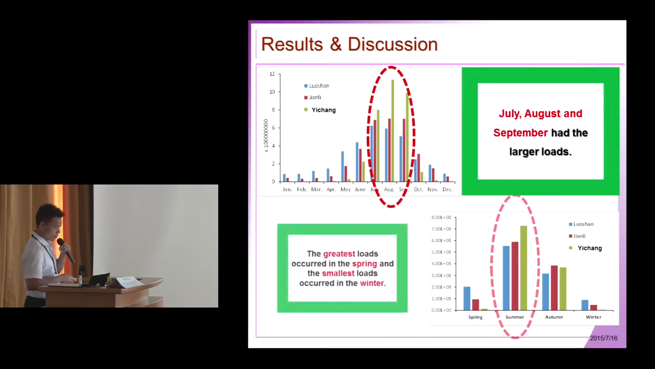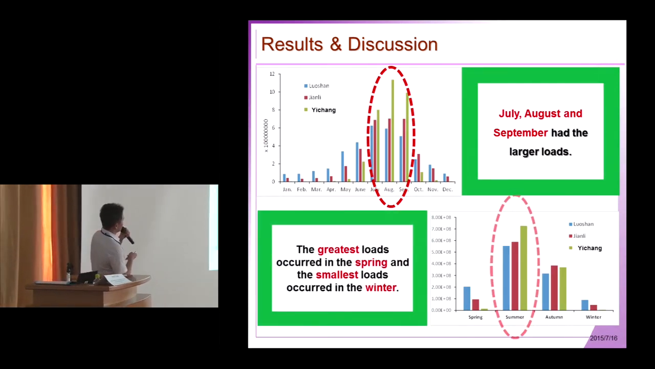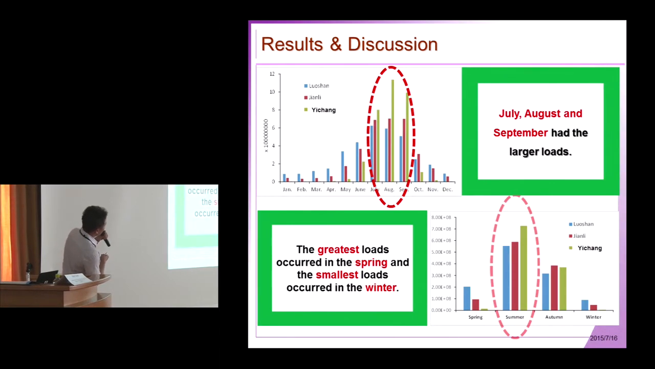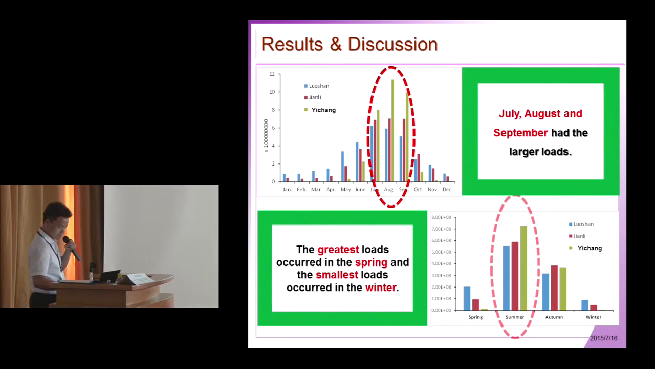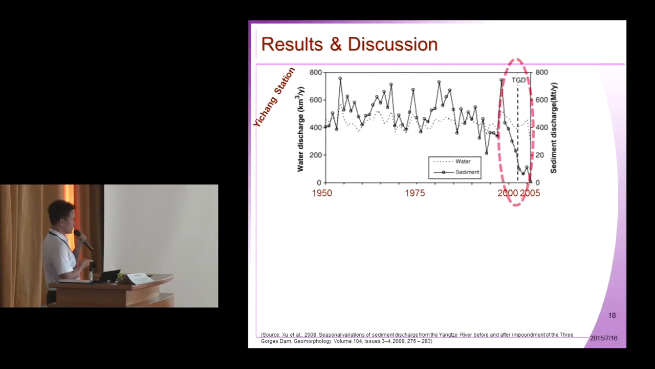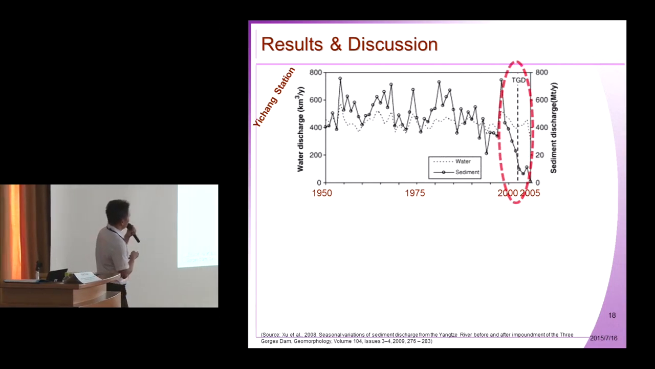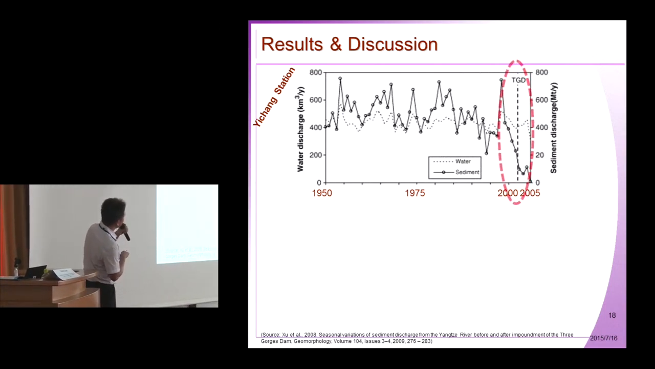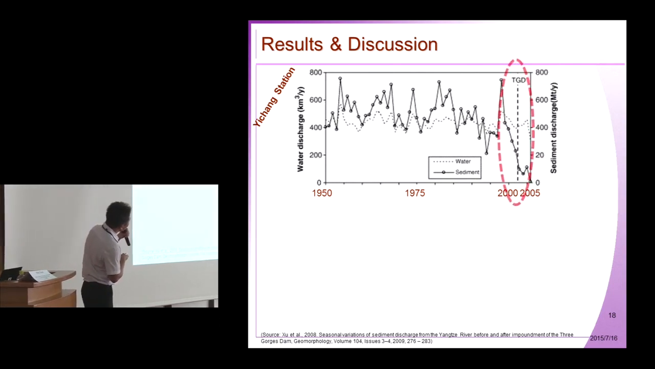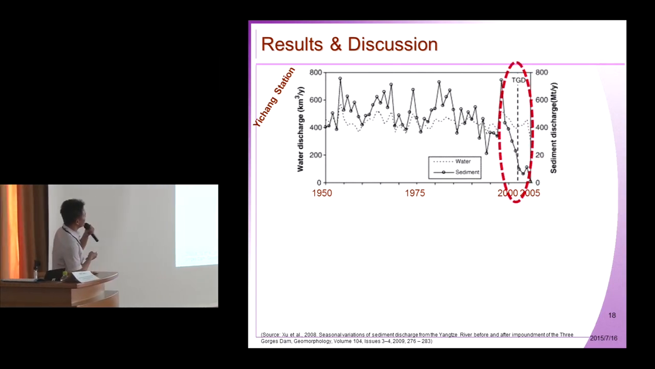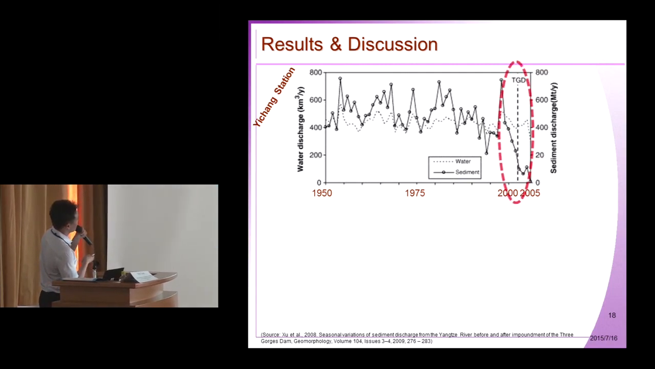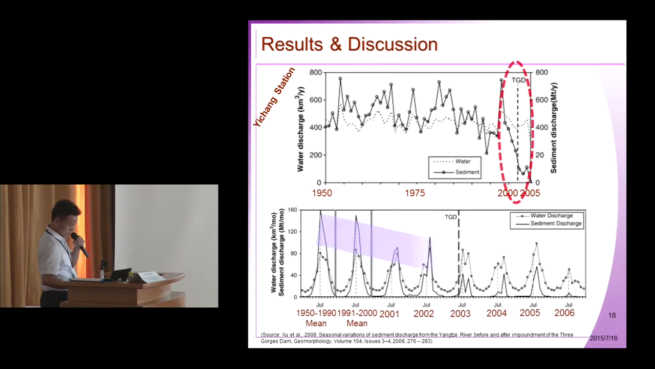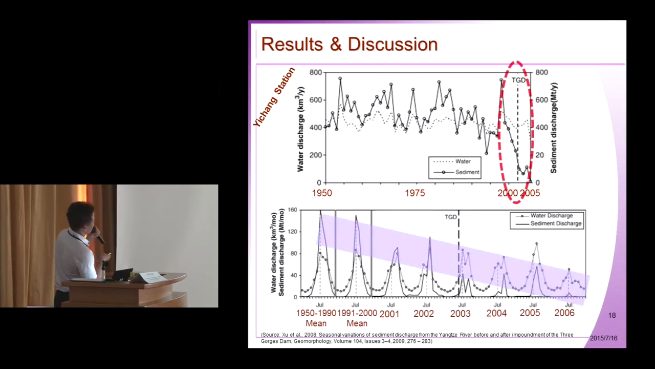This one is for every month, and we can see larger loads in the rainy season. This is the Yangtze station. We just chose the Yangtze station after the Three Gorges Dam. It was significantly affected by the Three Gorges Dam from here. But the water discharge is almost the same.